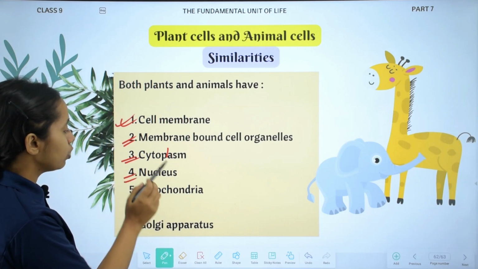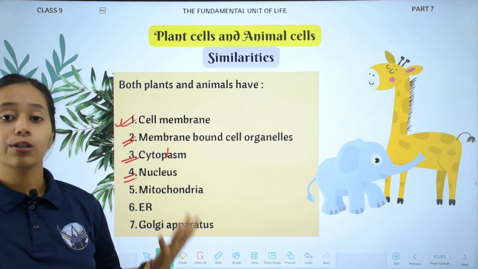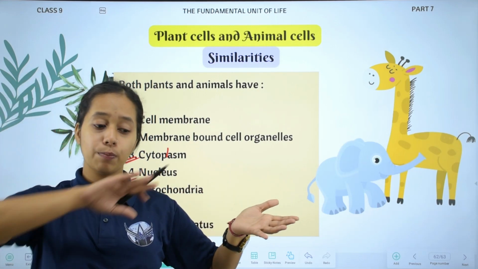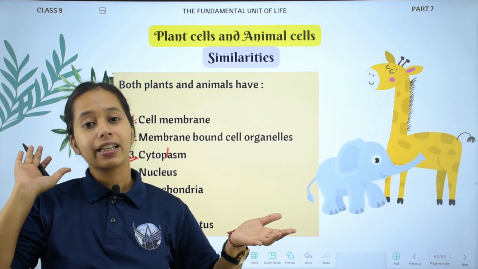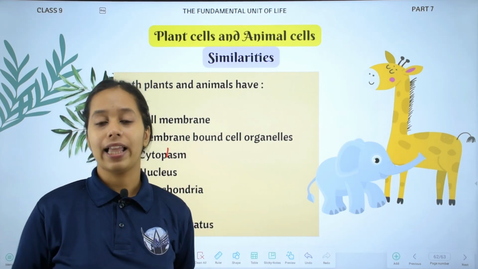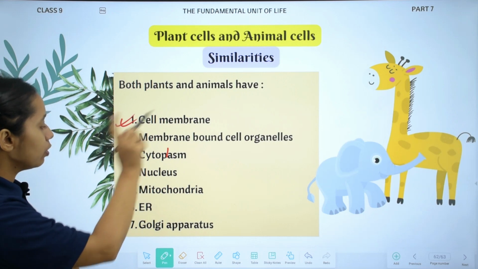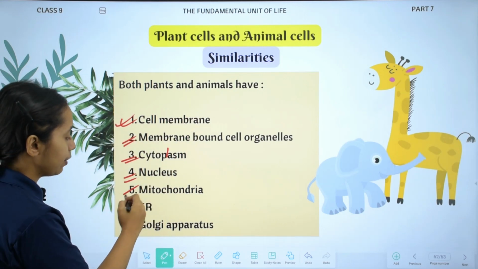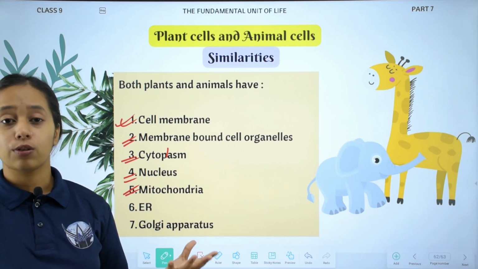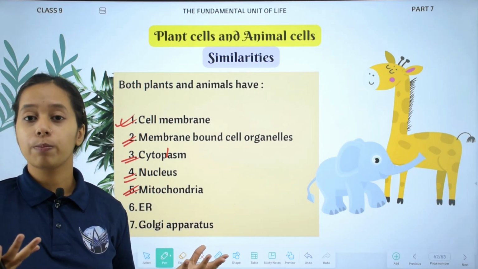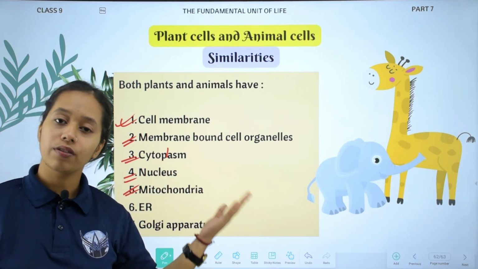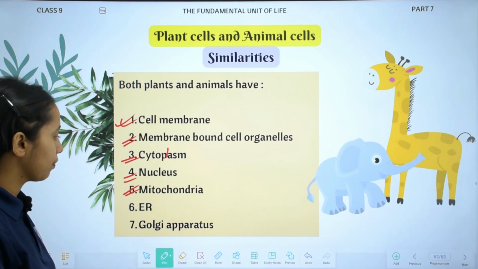Number 4, both plant cell and animal cell will have nucleus, but the difference is that the nucleus in plant cells are pushed towards the side, but the nucleus in animal cells are mainly centrally located, but both will have nucleus. Both plant cell and animal cells have mitochondria. What is mitochondria? The powerhouse of the cell. Without the mitochondria, they will not get the power to perform, they will not get energy to perform their work. So both of them will have mitochondria.